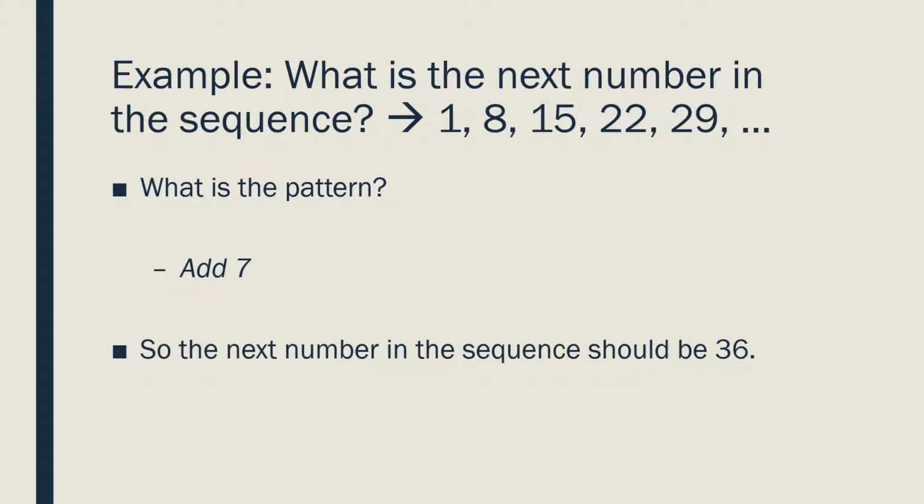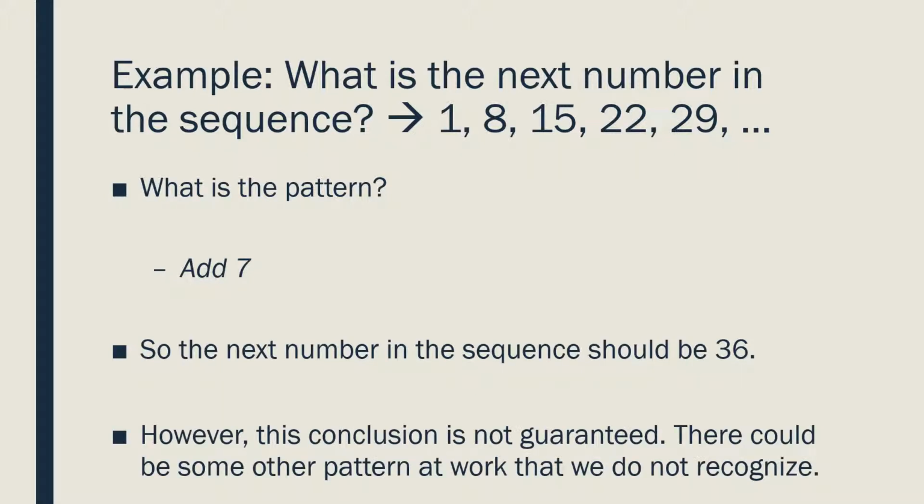sequence should be 36. This is an example of inductive reasoning, and the conclusion is not guaranteed. We're not 100% sure that the next number in the sequence should be 36. There could be some other pattern at work that we don't recognize. So without further information, we can only use inductive reasoning to give one or more possible answers. So 36 is one possible answer.